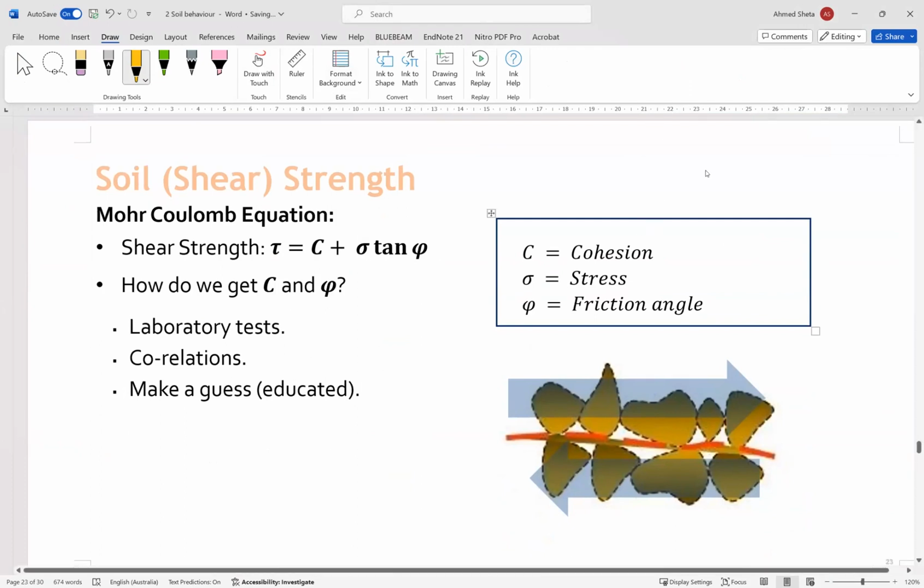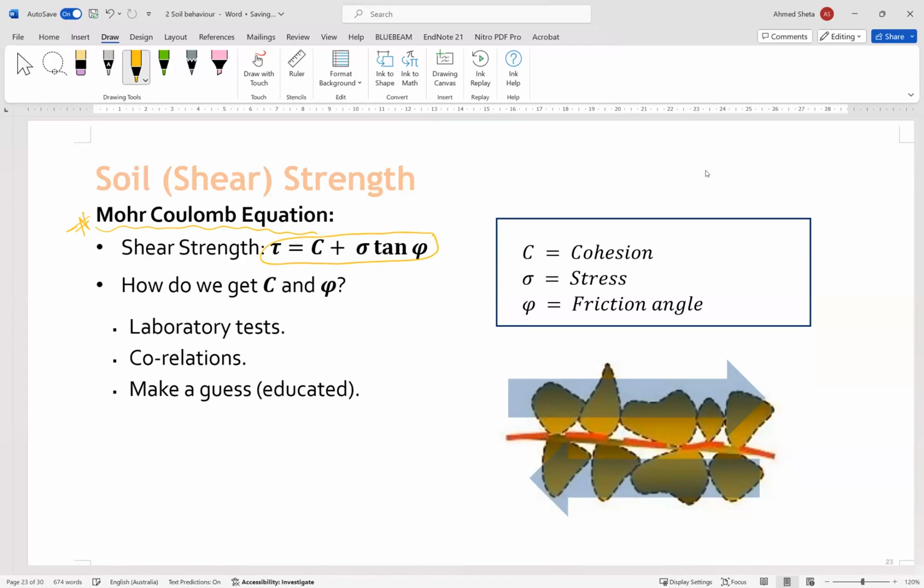So this was the last part we discussed last week. Today, what is the shear strength formula, or how can we calculate the shear strength? The shear strength is calculated using the Mohr-Coulomb equation, which is tau equals C plus sigma tan phi, where C is the cohesion, sigma is the stress, and phi is the friction angle.